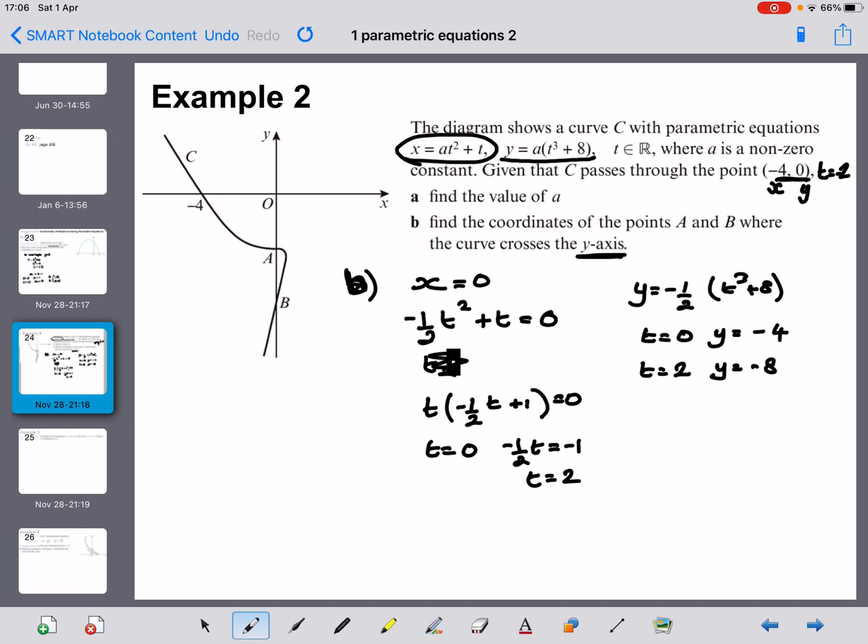So we've got two y-intercepts. We've got 0, minus 4, and we've got 0, minus 8. And I can see from the diagram that that must be A and that must be B. Okay, that's the end of that example.